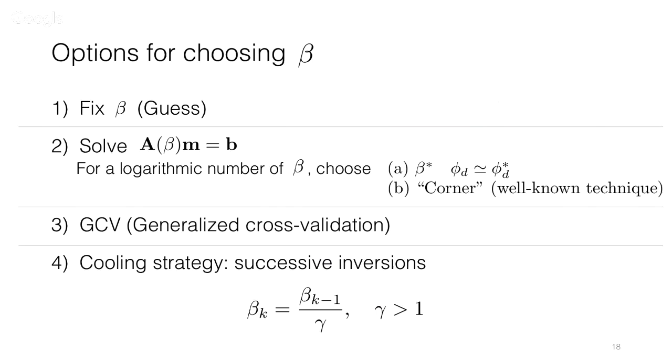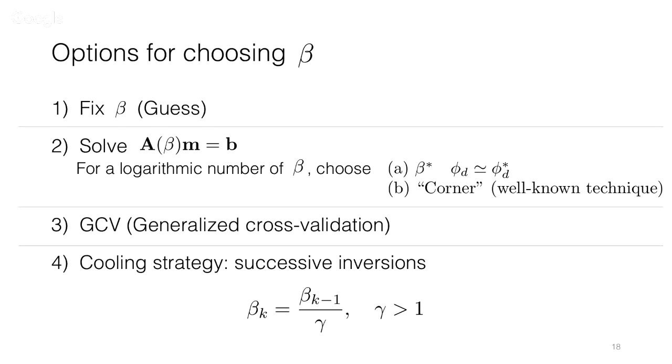Either they missed it, or at the corner of that bell curve. There are other things that you can do, such as generalized cross validation. That's a technique used. Another way, which we're going to employ later in the course as our problems get tougher, is a cooling technique.